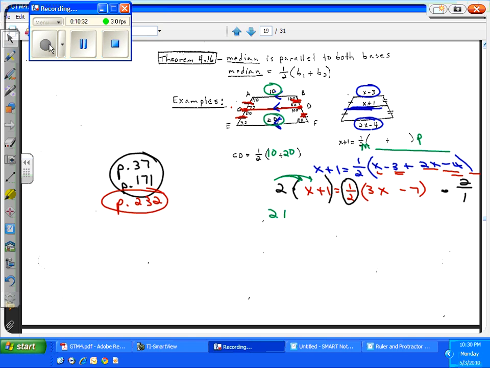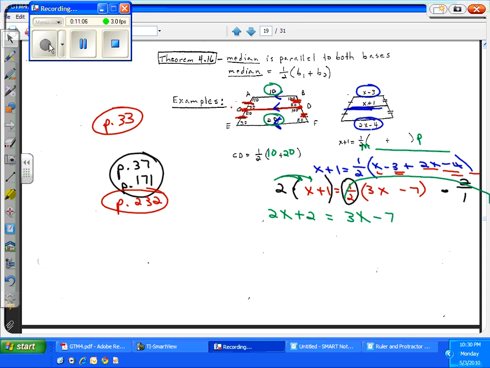2 times x is 2x. 2 times 1 is 2. On the right side, the 2 cancels the half, and so we have 3x minus 7. Now, we're doing the order of operations horseshoe on page 33 along with all of that distributive law and getting rid of the denominator trick and all of that. We've done all we could do to simplify either side as far down as we can.